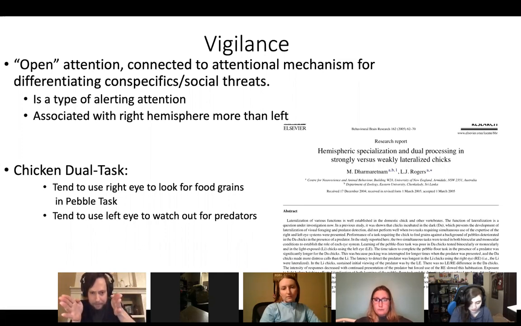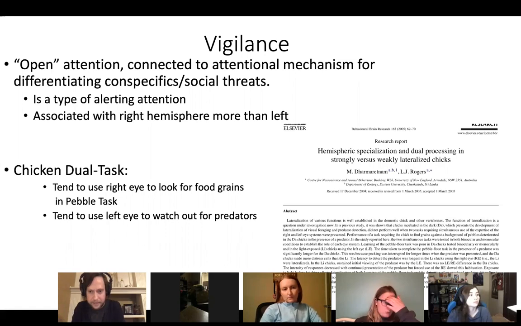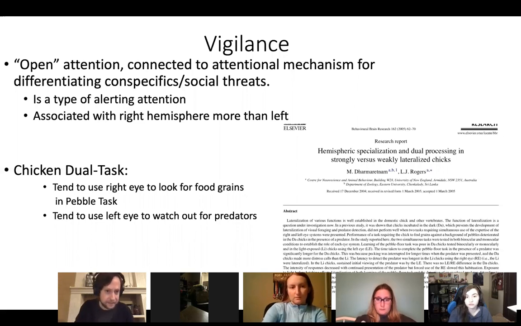We're engaged with one type of task, looking for food, but we're simultaneously looking for a tiger or a bear or something that could potentially try to eat us or kill us while we're doing something else. This is vigilance, the idea that we're monitoring for potential threats while we're performing some other type of task. It could be considered a type of alerting attention. That's a term which is in the book, though I haven't talked about it too much in the lectures.